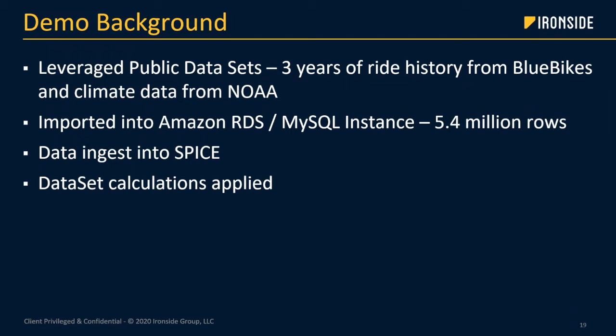So we took 3 years of ride history from Boston Blue Bikes, which is a ride sharing firm, and we also leveraged some climate data from NOAA. We imported this data into Amazon RDS. We spun up a MySQL instance in RDS. The data set has about 5.4 million rows. We are leveraging SPICE for best performance, and we implemented a number of calculations inside the data set.